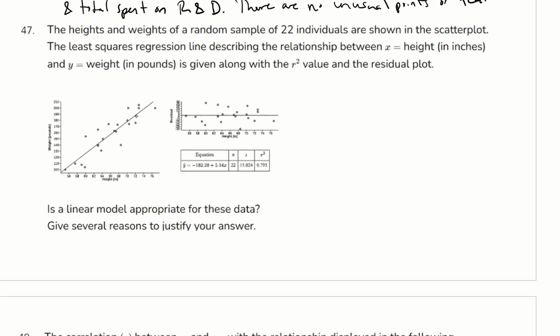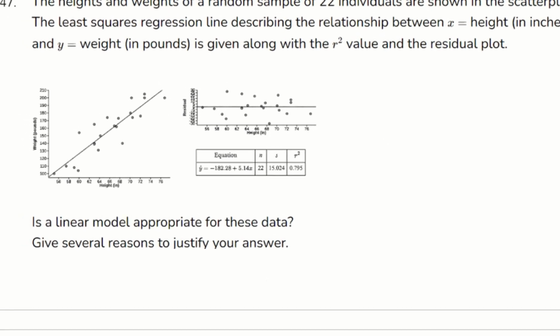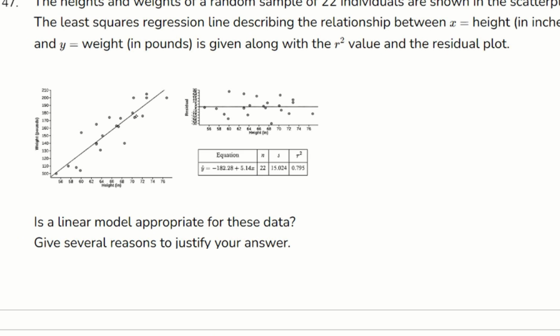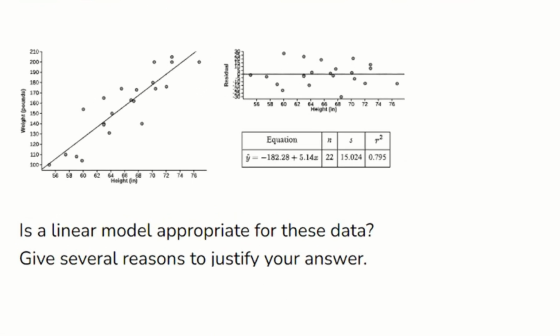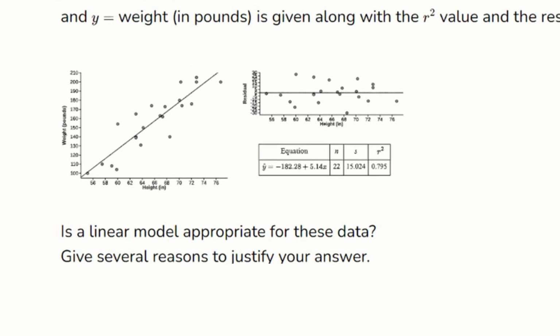47, the heights and weights of a random sample of 22 individuals are shown. The least squares regression line describing the relationship is given along with the R squared value and the residual plot. Okay, so we got the scatter plot, we got the residual plot here, and we got the computer output with the equation, standard deviation of residuals, and R squared. Is a linear model appropriate for this data? Well, this appears to be a linear trend. In addition, the residual plot seems to be randomly scattered. That's a good thing. And not only that, the R squared is pretty decent, 0.8, so it's not bad at all.